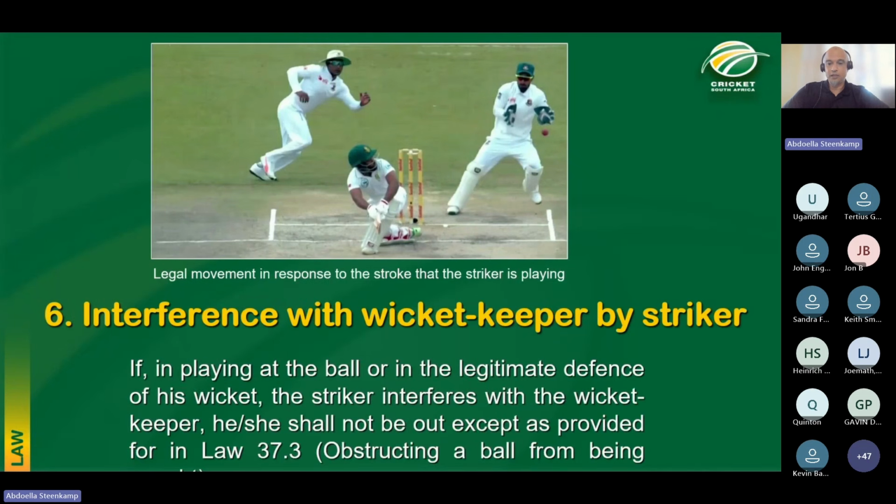And lastly, before handing over to Tom, if in playing at the ball or in legitimate defense of the striker's wicket, the striker interferes with the keeper, the striker shall not be out. The striker is allowed to protect his or her wicket. There is a but, and we'll get to that on Wednesday, where the striker is not allowed to obstruct a ball from being caught. Tom, thank you so much. That's all I'm covering. Over to you.